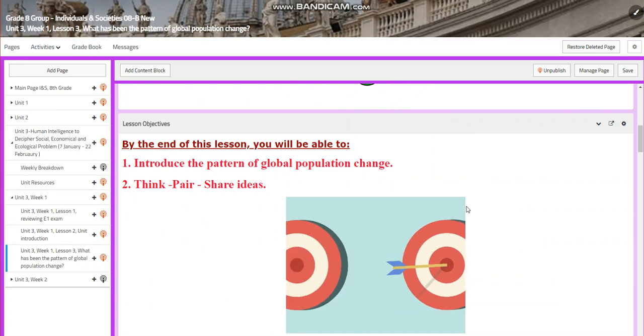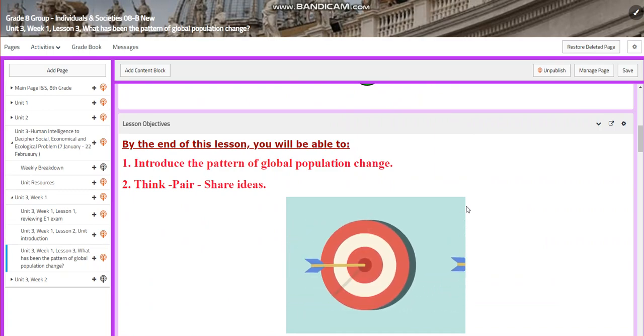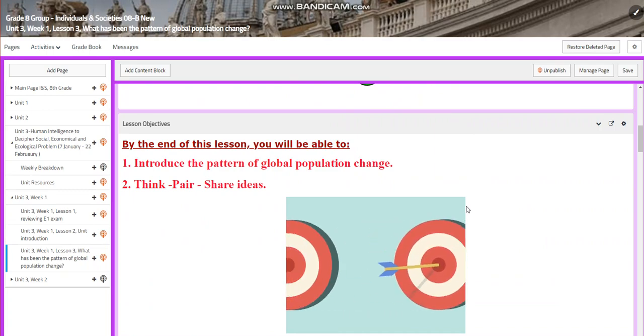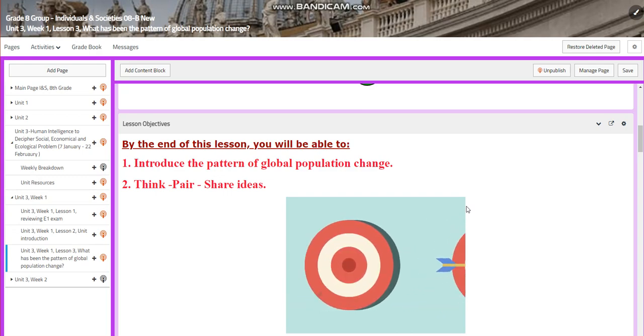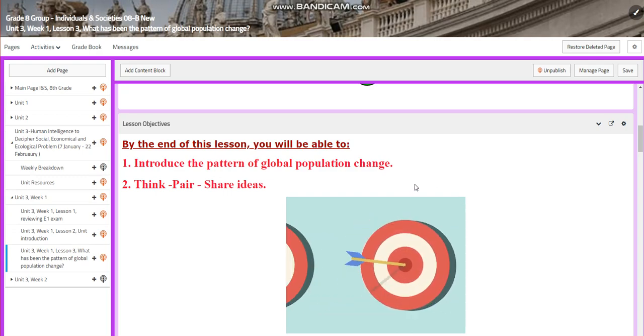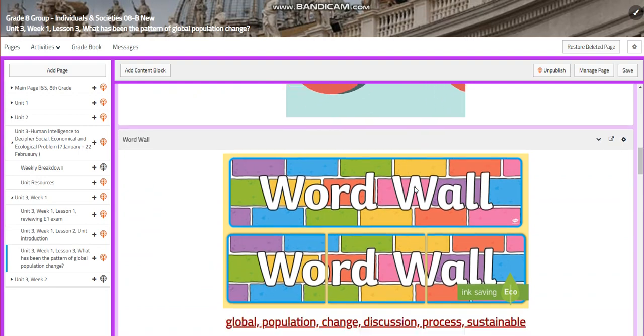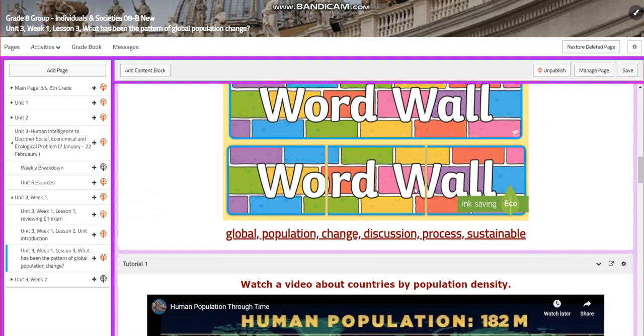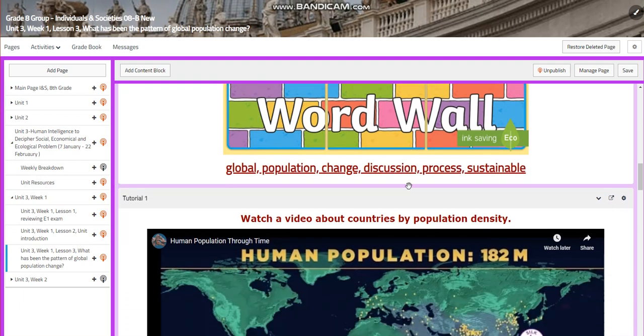Now, by the end of lesson three, you're going to be introduced to the pattern of global population change, and you're going to think, pair, share ideas with your colleagues. The word wall is going to include global population change, discussion, process, and sustainable.